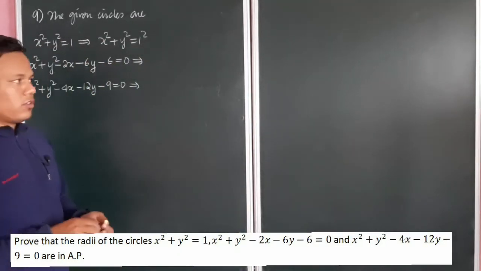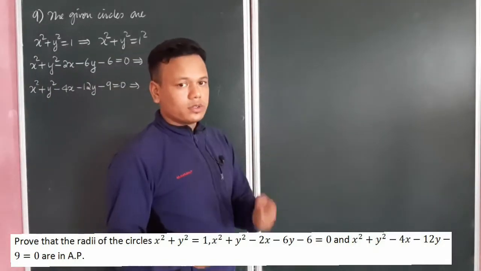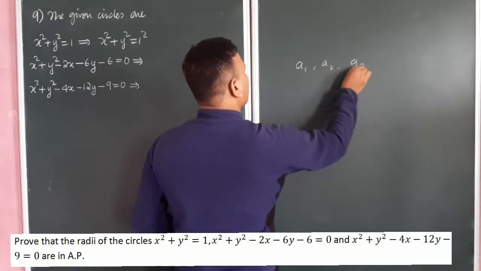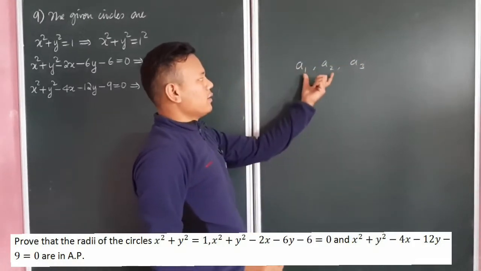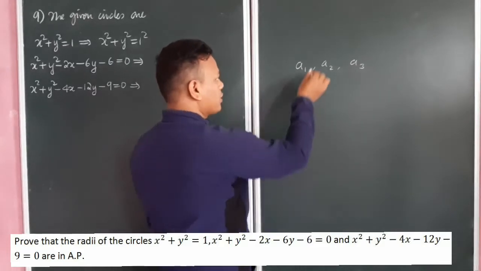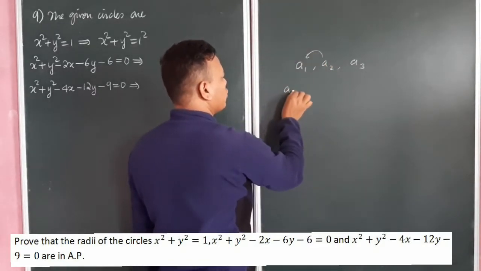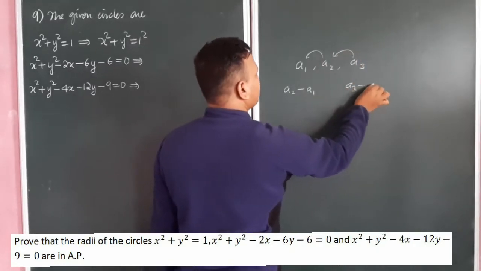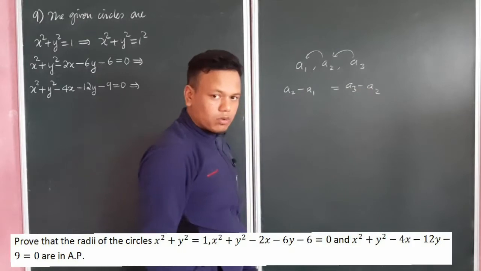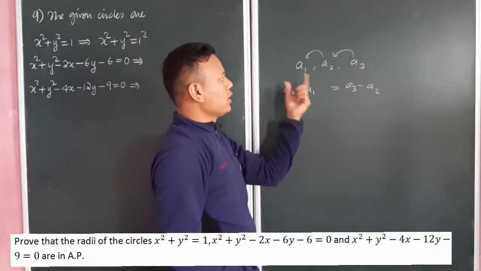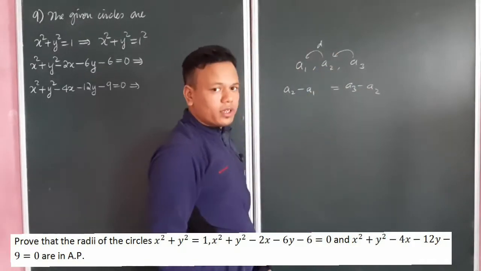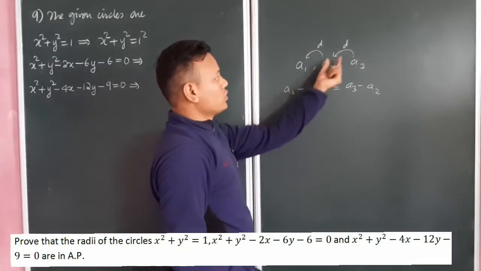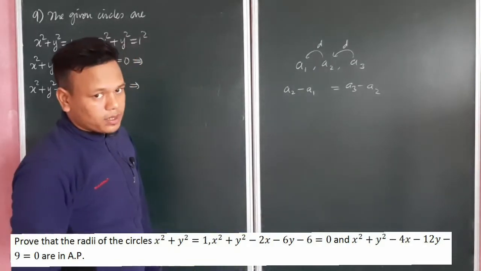Okay, so since they are talking about three circles, let me take three numbers here, A1, A2, A3. If I say that these three numbers are in AP, this means that the difference between them, that is A2 minus A1, and the difference A3 minus A2, must be equal. This difference is also known as the common difference, so if the common difference is the same, then those three numbers are said to be in arithmetic progression.